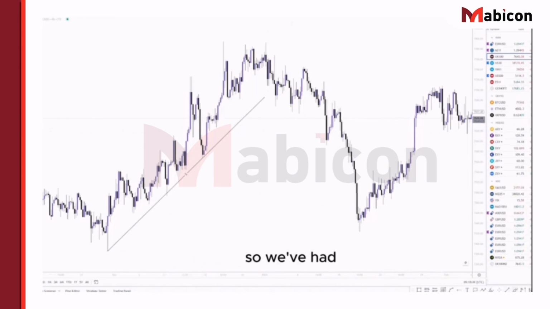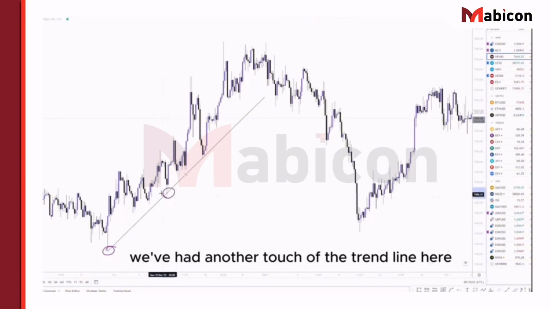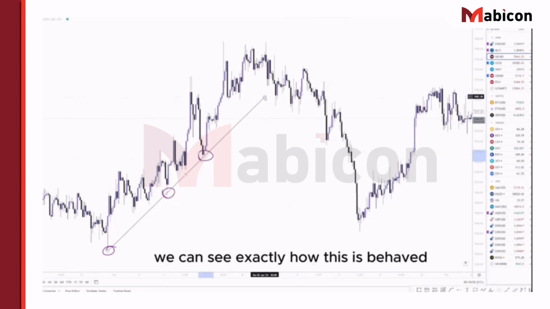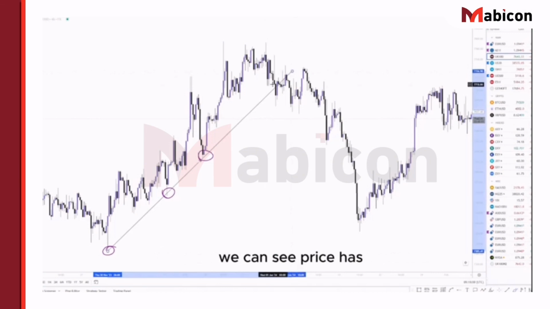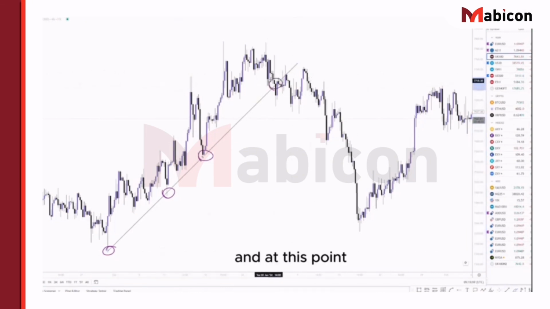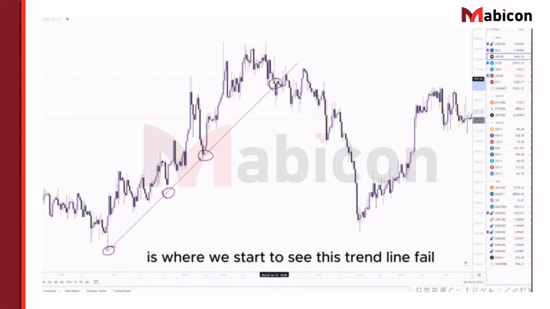So we've had the origin of the trend line just here, which is the most extreme low. We can then see we've had another touch of the trend line here. We've had another touch of the trend line over here as well. Now, if we extend this line up, we can see exactly how this has behaved. We can see price has touched this trend line at this point once more, and at this point is where we're starting to see this trend line fail. We can see price is trying to break through it.